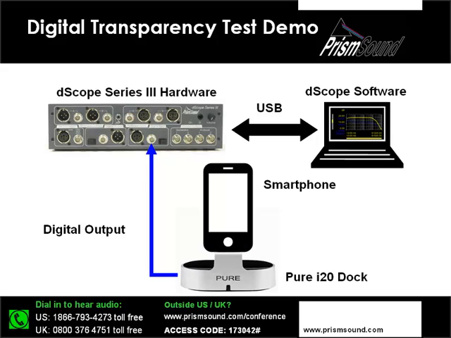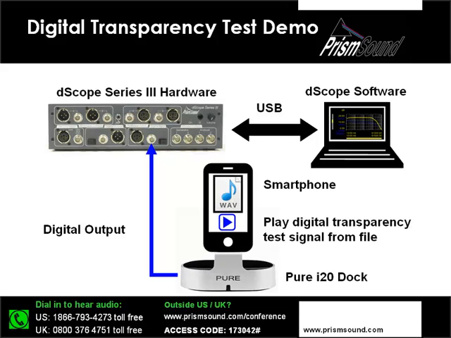And I have a smartphone connected to my i20 dock, and my smartphone has been previously loaded with my bit perfect recording of the channel check sequence that was originally generated by the Dscope 3 system. So this is the measurement setup that I have on my desk, and I'm just going to very quickly show you a demonstration of testing whether or not my playback device is behaving bit transparently.